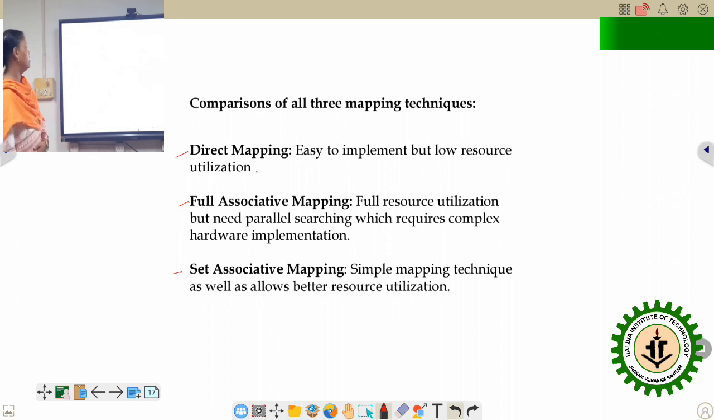So that's why resource utilization is minimized. Full associative does the reverse: any block can be transferred to any location. So that's why there is full resource utilization, but it needs parallel searching, that is, a searching procedure is used, which requires complex hardware implementation. And finally, set associative. This is the combination of direct and full associative mapping. So it is a simple mapping technique as well as having better resource utilization.